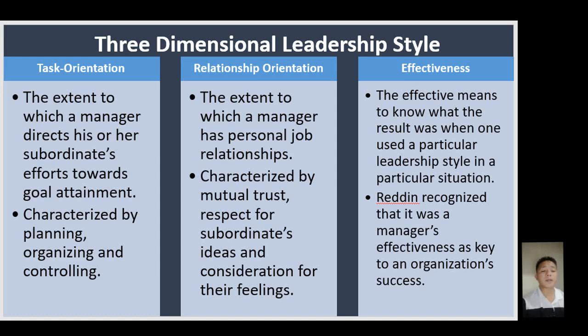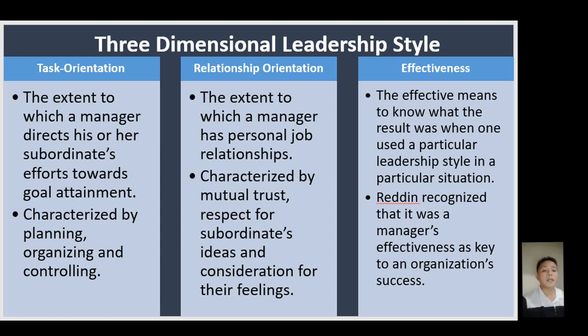First, the task orientation. This is the extent to which a manager directs his or her subordinates' efforts towards goal attainment. It is characterized by planning, organizing, and controlling. The second is the relationship orientation. This is the extent to which a manager has personal job relationships. It is characterized by mutual trust, respect for subordinates' ideas, and consideration for their feelings.